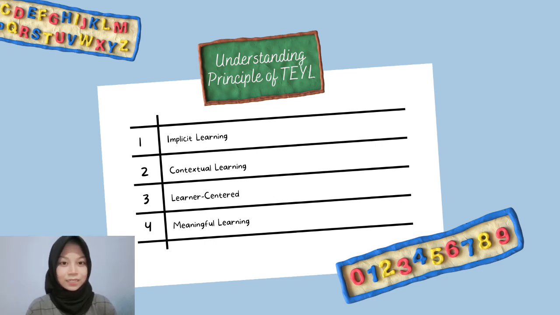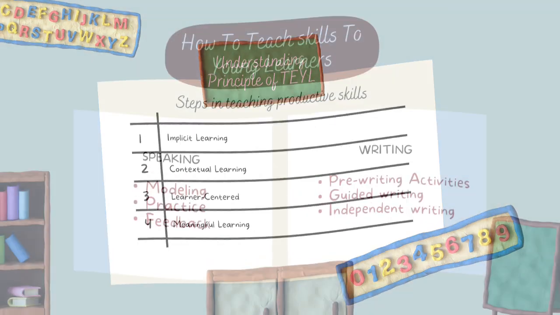And the last one is meaningful learning. Meaningful learning occurs when new information is connected to prior knowledge and experiences. It is more likely to be retained and applied in different contexts. For example, relating new vocabulary to students' personal experiences or using real-life scenarios to teach language concepts.